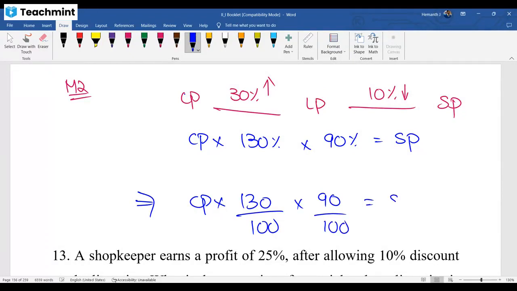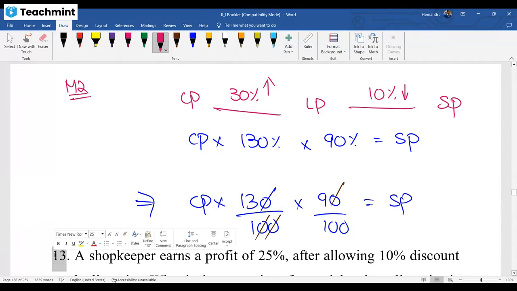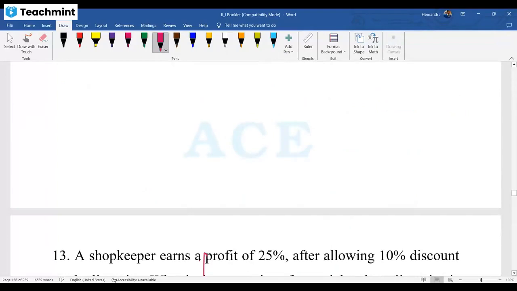Wait, see how we are solving this question in the other method. This 0 cancel, this 0 cancel. What is 13 into 9? 117. Divide by 100 means 117% I can write directly. 13 into 9 is, okay, as you mentioned, 117. Divide by 100 means 117% I can mention. So SP equal to 117% of CP.